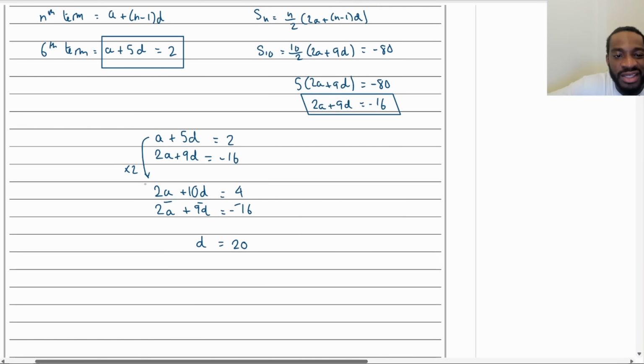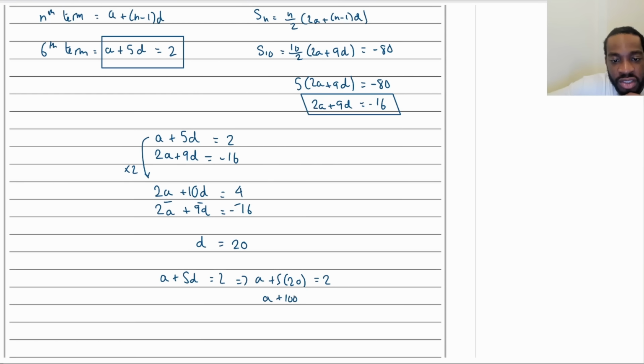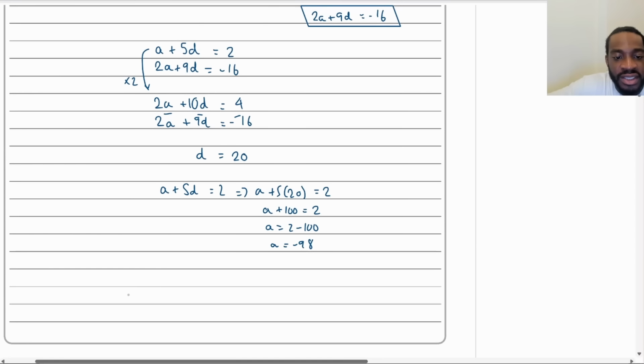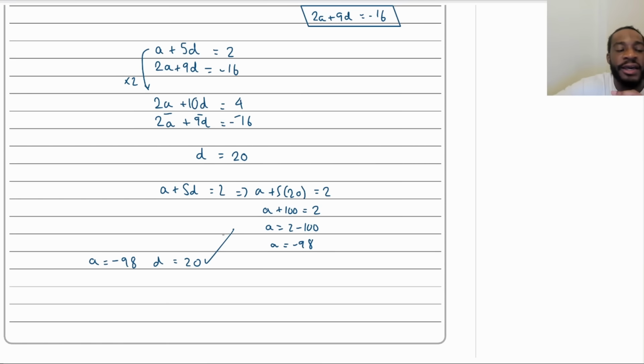To get A, plug it into either one. Plug it into A plus 5D equals 2. So A plus 5D is equal to 2. But we now know that D is 20. So A plus 5 lots of 20 is equal to 2. That means that A plus 100 is equal to 2. So that means that A is going to equal 2 take away 100, which is minus 98. Okay, so therefore we can say that A is equal to minus 98 and D is equal to 20. Okay, so that's done. That's part A.